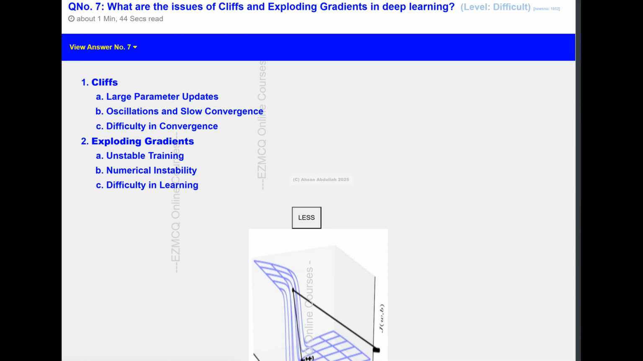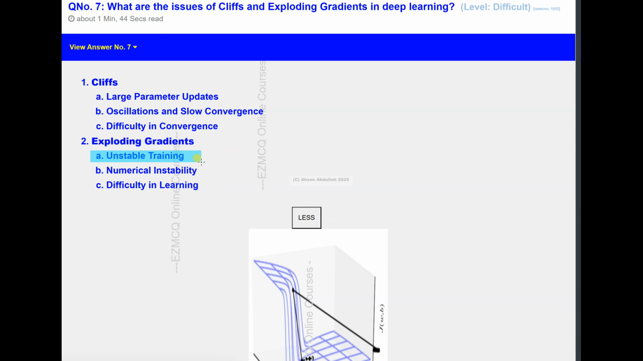Okay. Now the difficulty in convergence. Convergence becomes difficult when the model fails to minimize the loss over time. So what's the result? Repeated large updates or oscillations caused by the cliffs, instead of gradually approaching an optimal solution. The model kind of fluctuates, and is unable to learn any meaningful representations from the data because of the cliffs. All right.